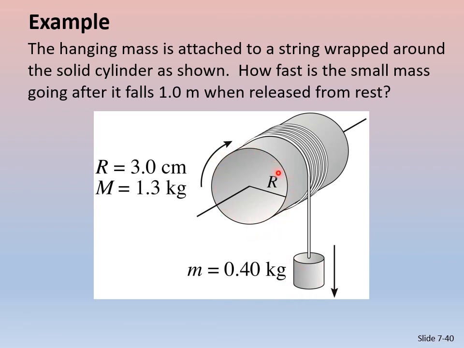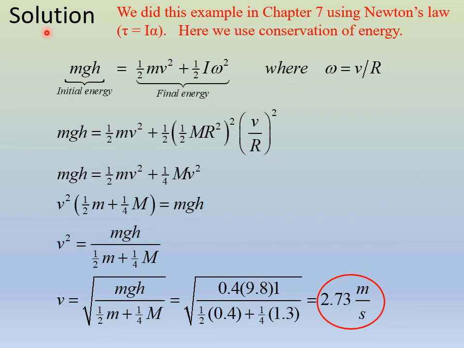When this thing falls, obviously some of that energy is going to be converted into rotational kinetic energy. So let's take a look at how to do this. The initial energy is mgh for the hanging mass. The final energy is the kinetic energy of the falling mass plus the rotational kinetic energy of the rotating cylinder. And again, this v and this omega are related by omega equals v over R.